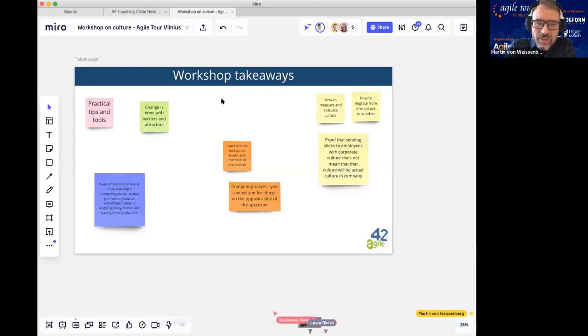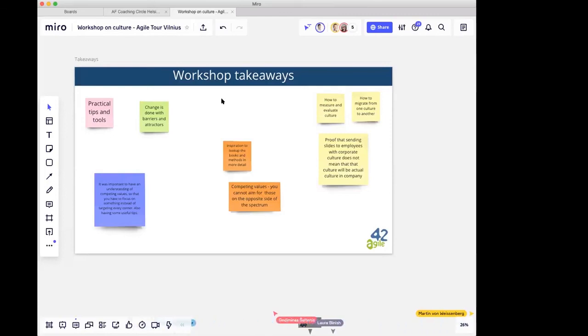Sending slides to employees with the corporate culture. Yeah. How well does that ever work out? Printing posters on the walls doesn't help much either. Unfortunately, my company did that. Print some posters with corporate values.